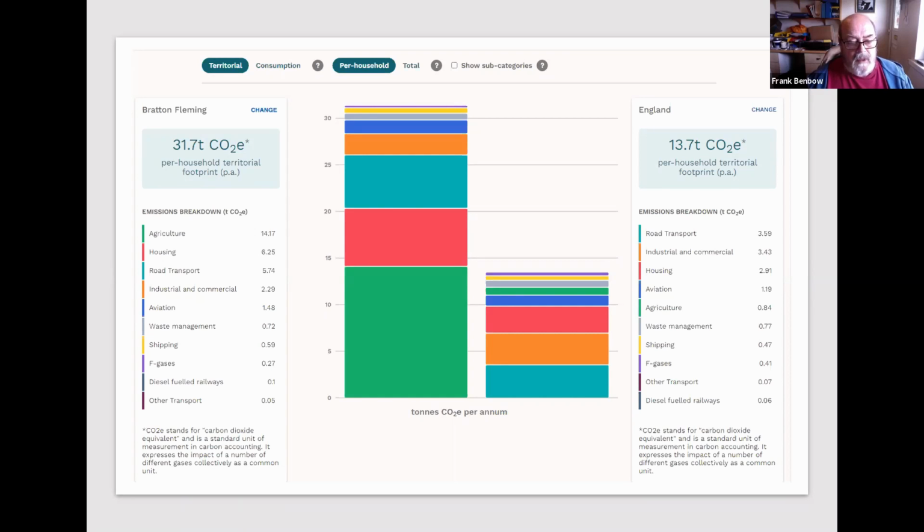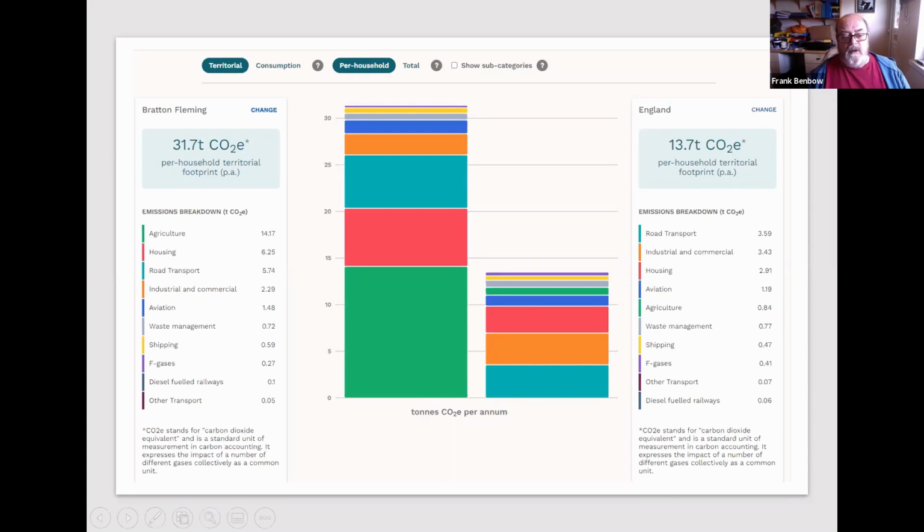So making the comparison, I'd say the comparisons I've done have all been against the national average, but it helps you explain away where your emissions contributions are coming from.